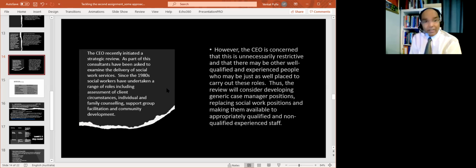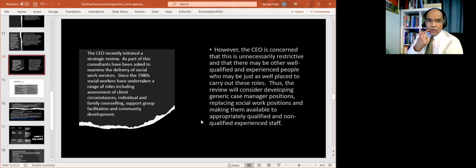People with certificate 3 can do it. Certificate 4 can do it. Maybe he believes that things can be done from a case management perspective, and you don't really need hugely qualified people to work around.